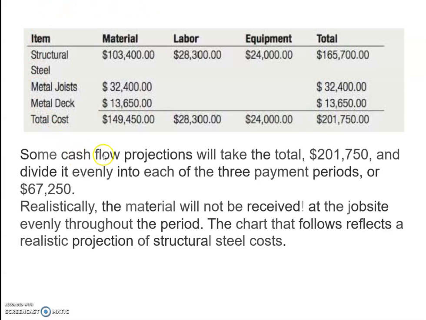Some cash flow projections will take the total $201,750 and divide it evenly into each of the three payment periods, or $67,250. Realistically, the material will not be received at the job site evenly throughout the project. So the chart that follows reflects a realistic projection of structural steel costs.